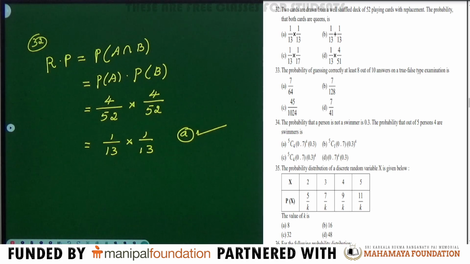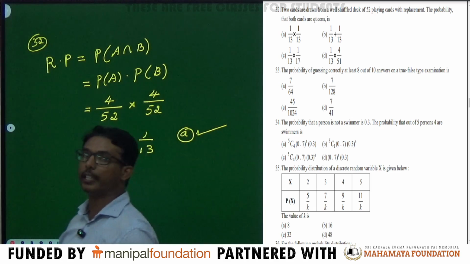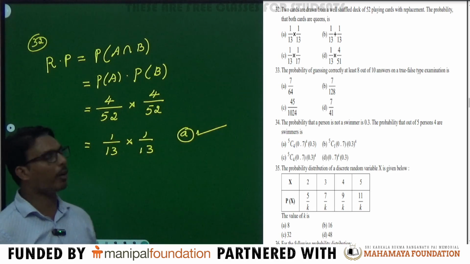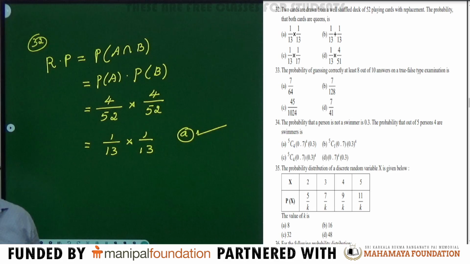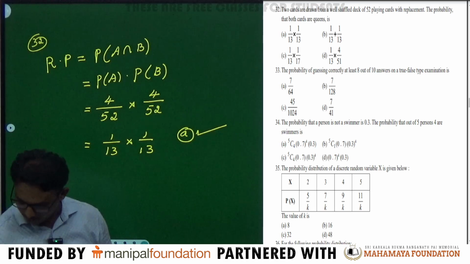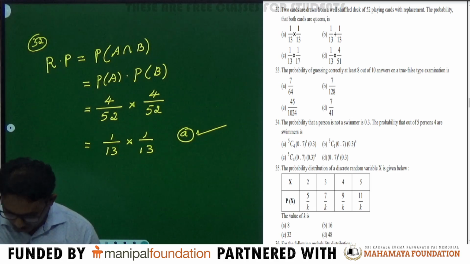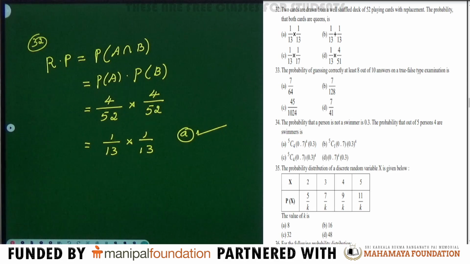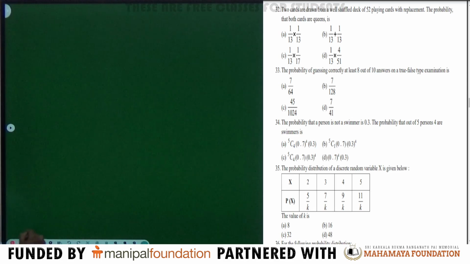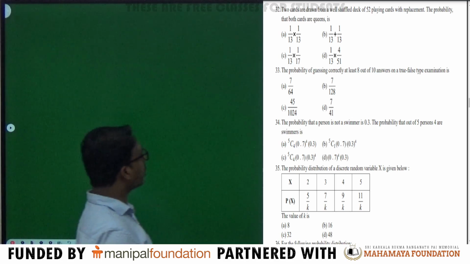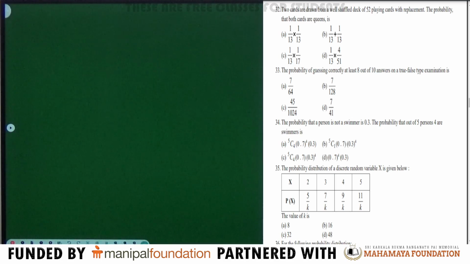Next, questions number 33, 34, 35, 36, 37 are all problems based on Bernoulli's trial and random variable. You don't have the concept of Bernoulli's trial and random variable. I am not going to teach all these problems. Straight away you can do the problem of question number 39. Even question number 38 is not in the syllabus.